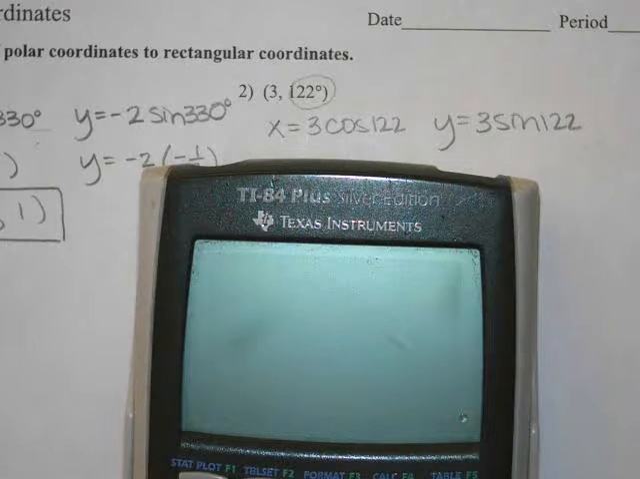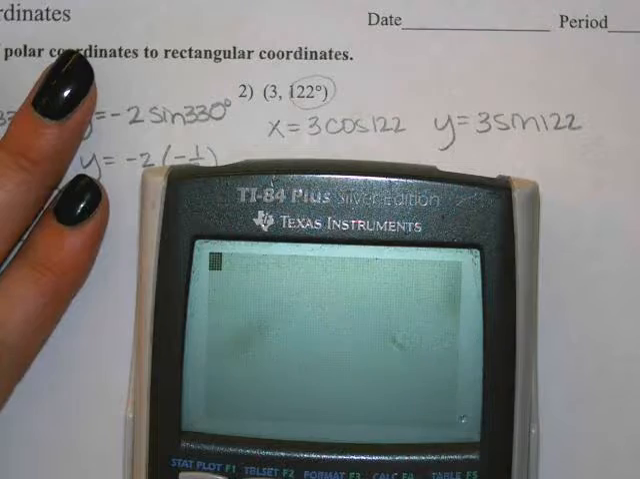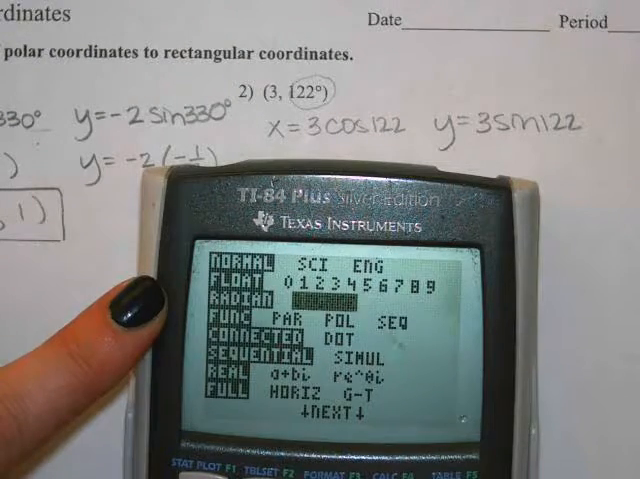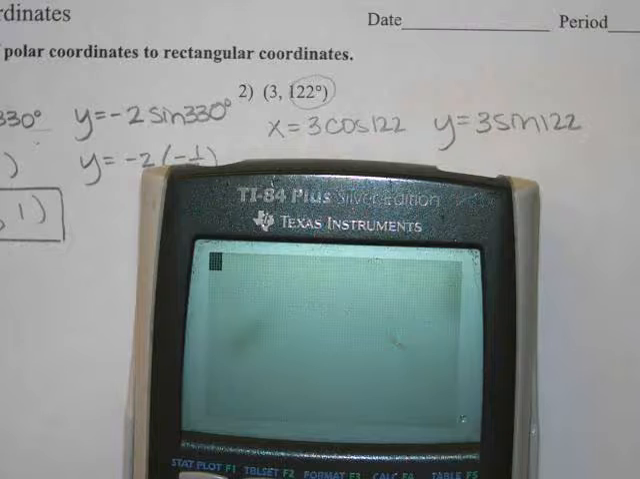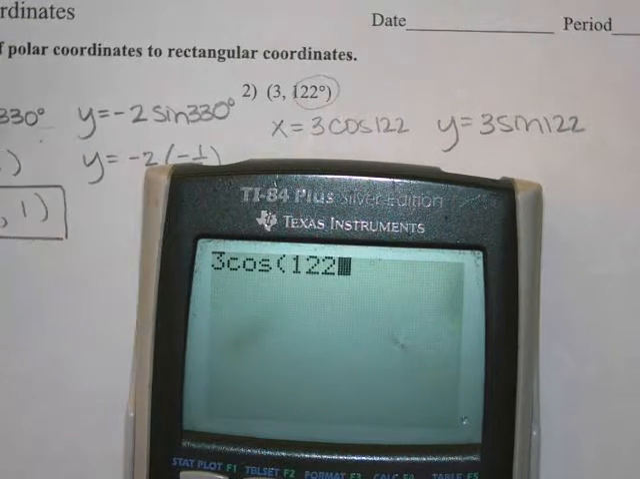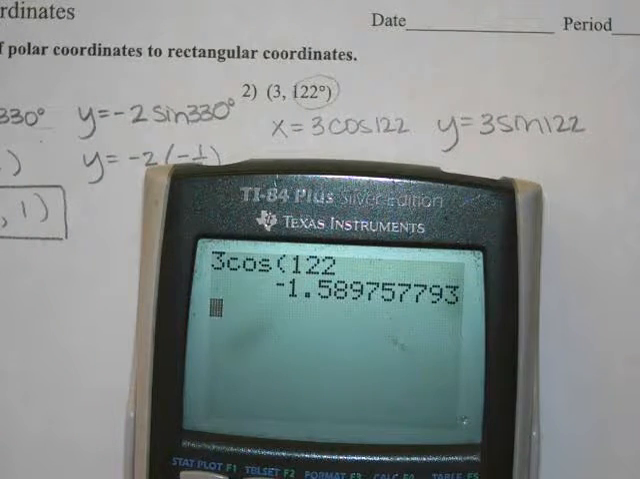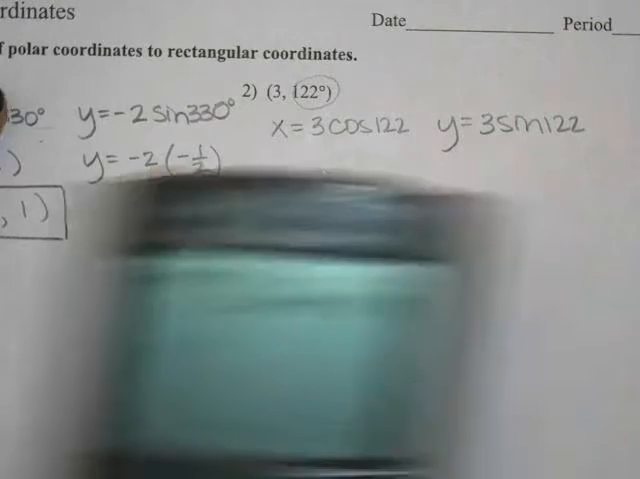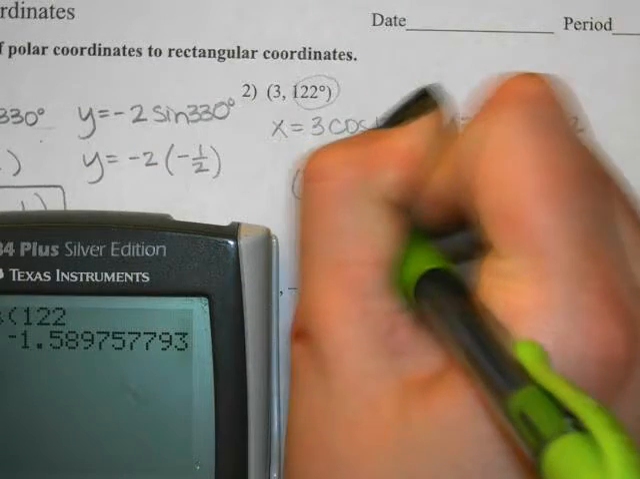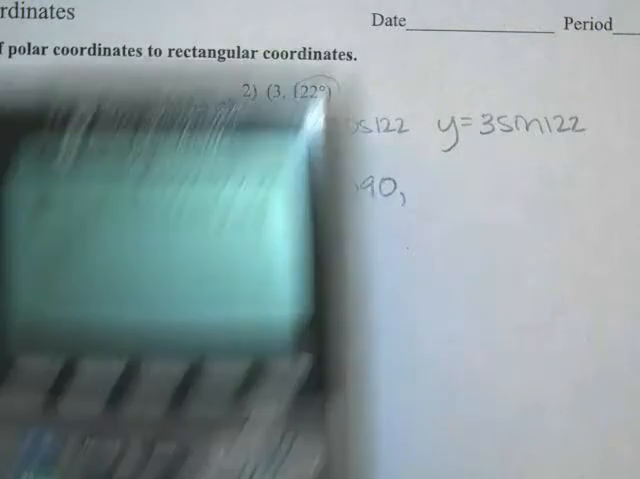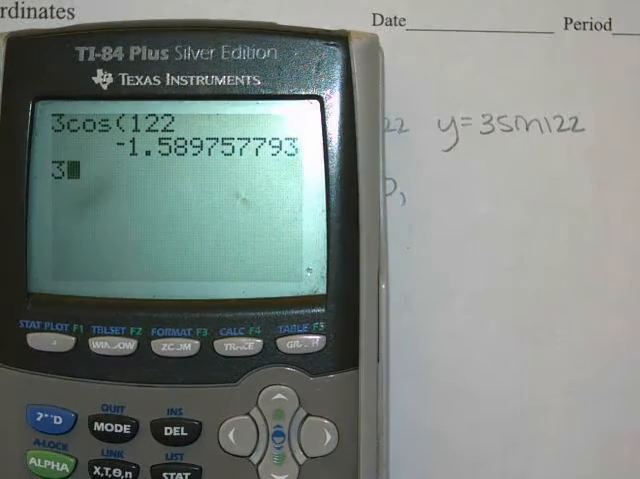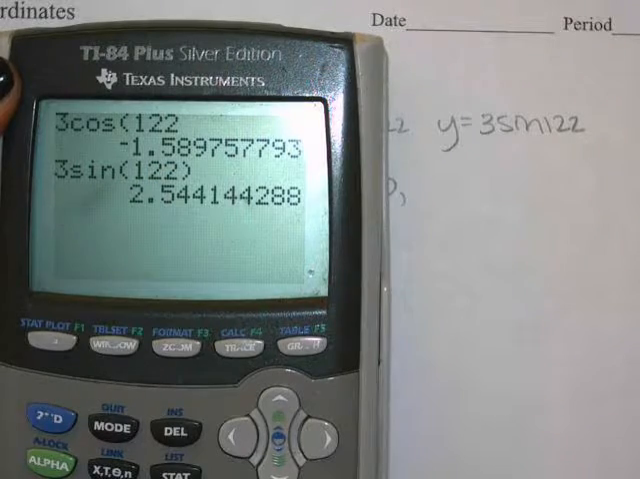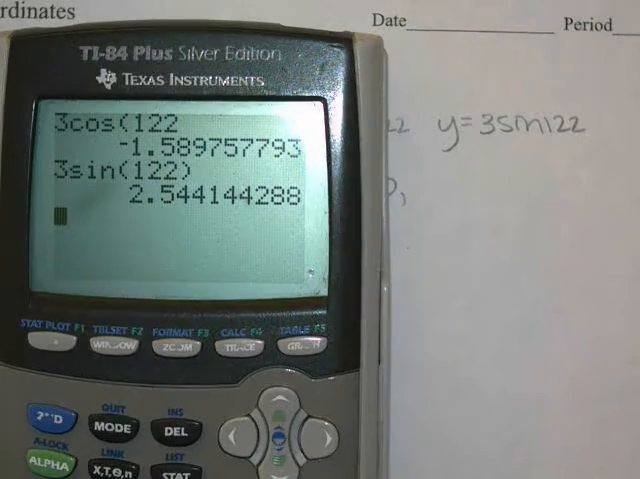And you have to be careful about this because this assignment is going to switch back and forth between radians and degrees, and you have to make sure that you're switching your calculator each time. So this particular problem happens to be in degrees, so I'm going to switch my calculator into degrees, and I have 3 cos of 122. -1.590. Yeah, that's fine. And then 3 sine 122 is 2.544.